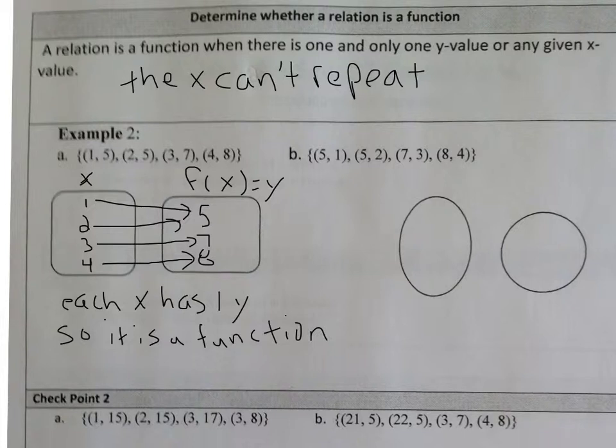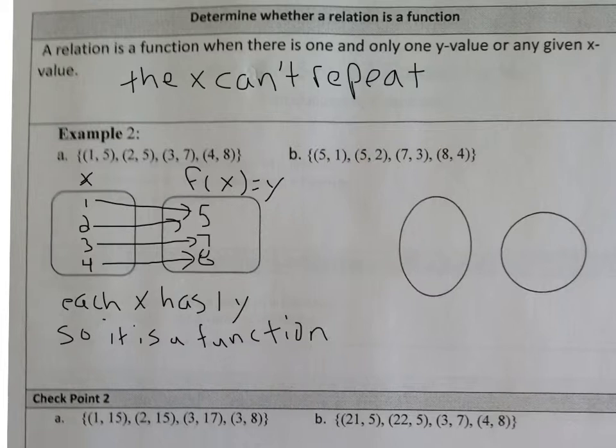Each x has 1 y, so it is a function. That's the definition for a function. Again, you're just looking for, does the x repeat? You can look at b here. You can see we got 5, 5, 7, and 8. We can see already that we've got 2 x's that are 5s.